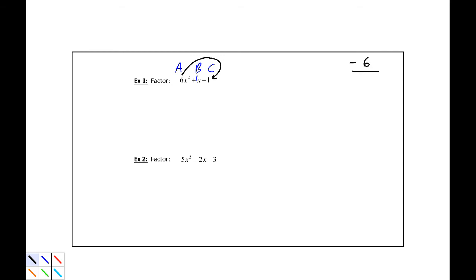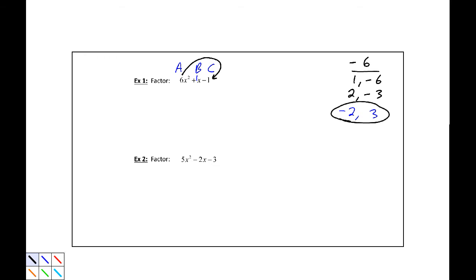Here's where our logic picks up. I want to find numbers that multiply to be negative 6, but add to be positive 1. Let's begin my list. I'll have 1, negative 6. Those add to be negative 5. Not it. 2 and negative 3. Those add to be negative 1. Not it, but very close. It adds to be negative 1, not positive 1. So I'm going to change my signs and make this negative 2 and positive 3.